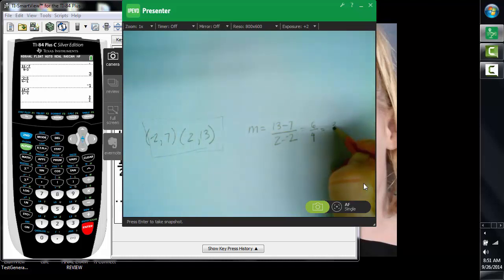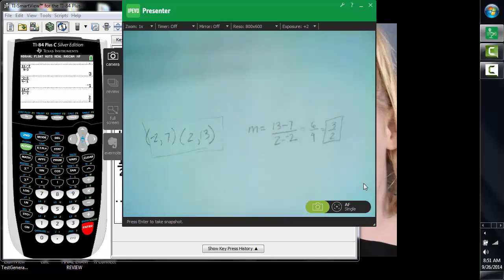The calculator reduces that fraction for you so that it's in simplest form. Moral of the story, use the calculator.